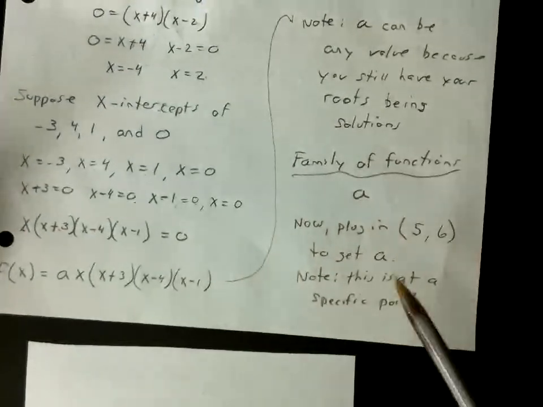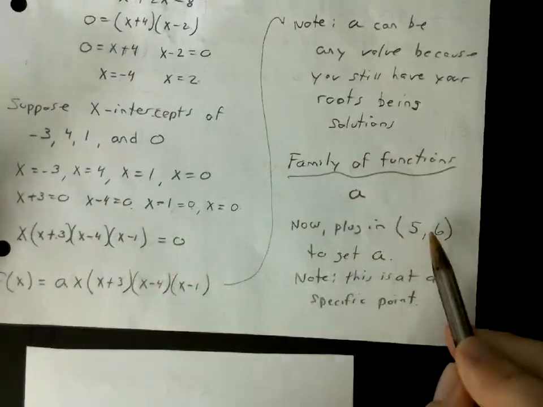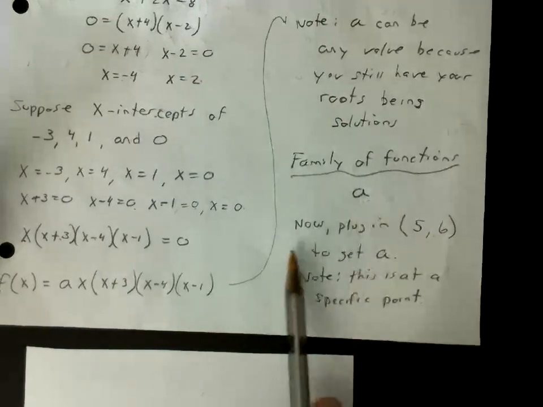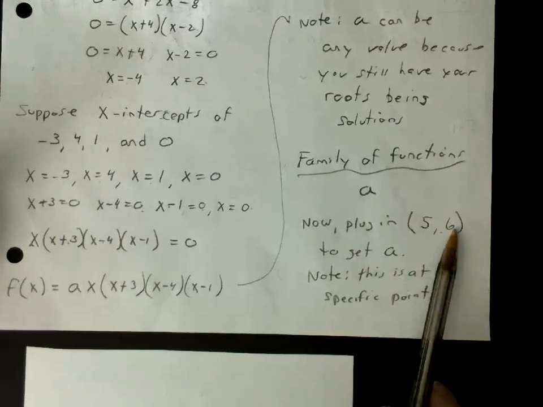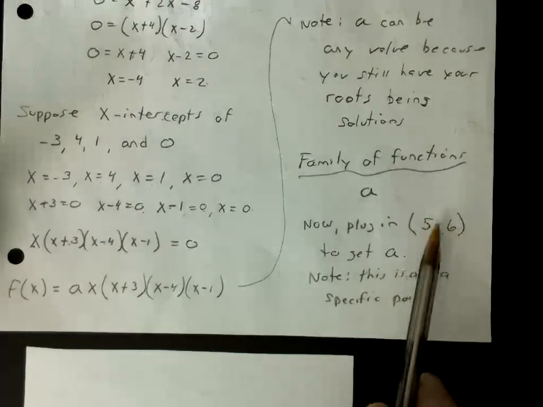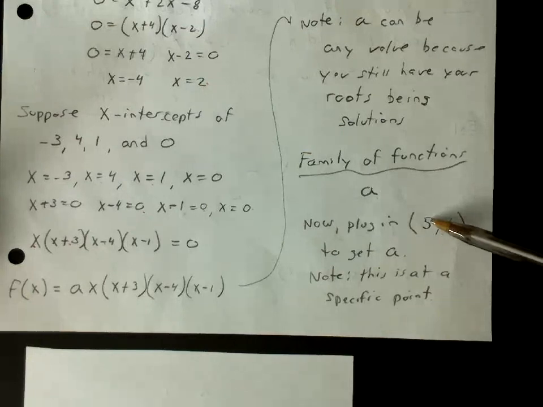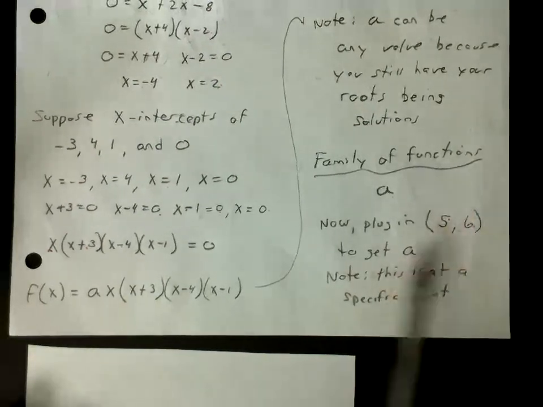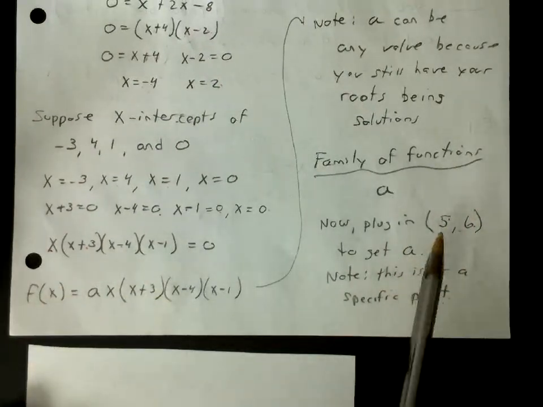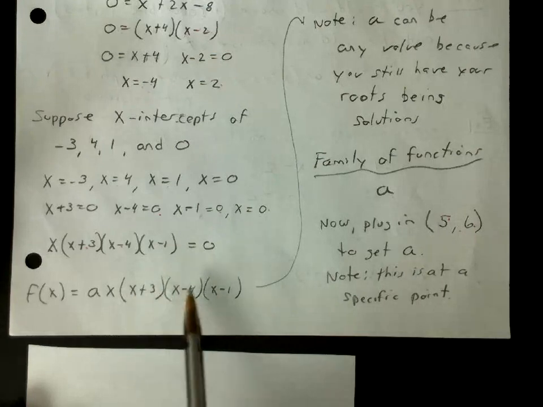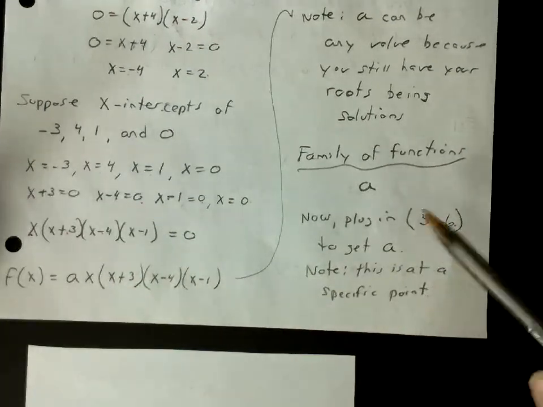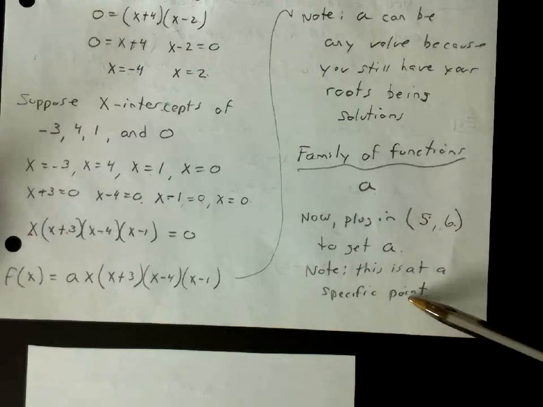All right, and now we can find what a is if we are given a value. So let's say we wanted to find what a was, and we wanted to plug in 5, 6. Now you would plug in 5, 6. Remember, this is your x, this is your y value at a certain spot. So if you were to come over here, and you would put in 6 for your f of x, and 5 for x, you would actually get a. But that's at a specific point. Okay?